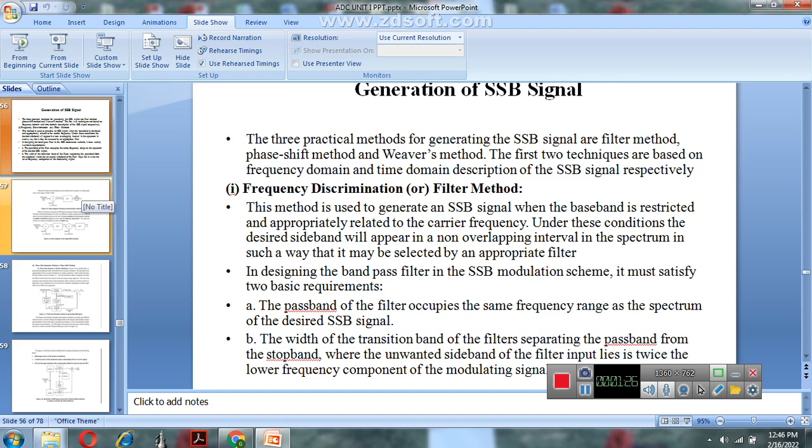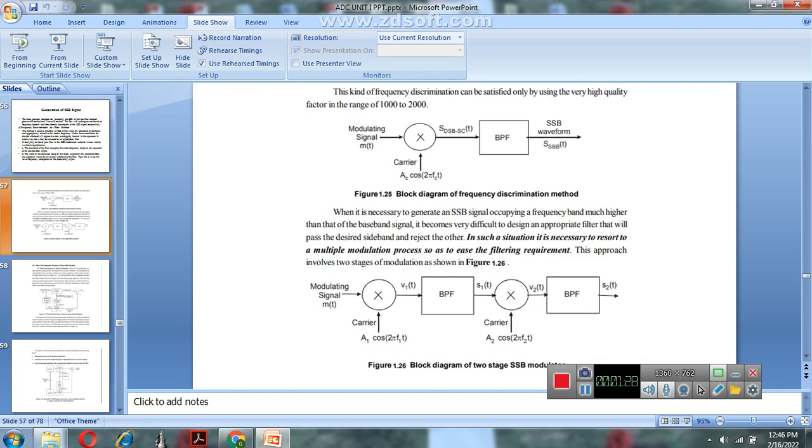Next, here is the block diagram of the frequency discrimination method. It consists of a multiplier and a band pass filter. The multiplier has two input signals: first, the modulating signal m(t), and another input, the carrier signal Ac cos 2 pi fc t. These two signals are multiplied by the multiplier and produce the DSB-SC output s(t). This output is connected to the band pass filter.